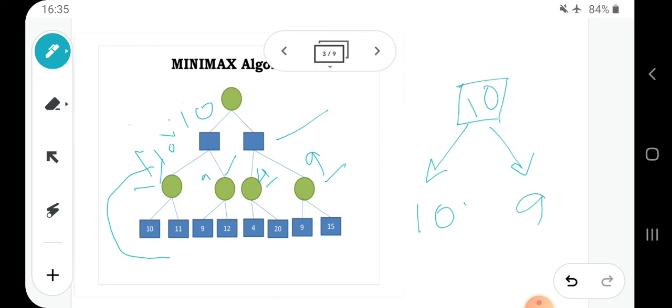Simultaneously, if we talk about this node, it has two different options, 4 and 9. In between 4 and 9, since 9 is a higher value, it will take 9.